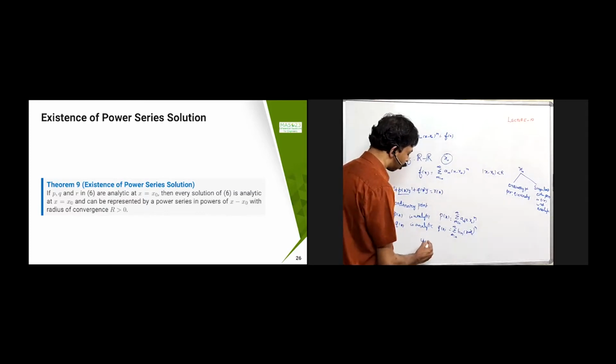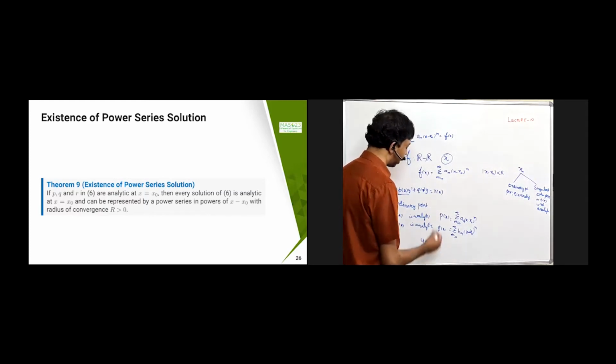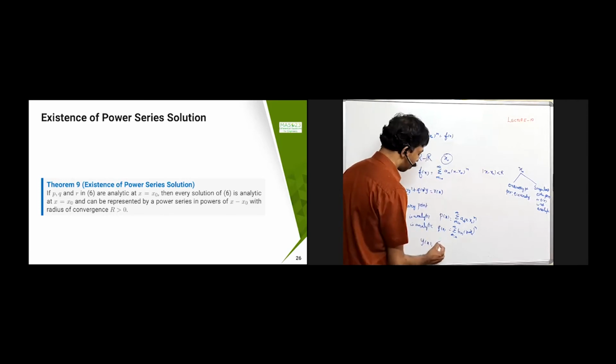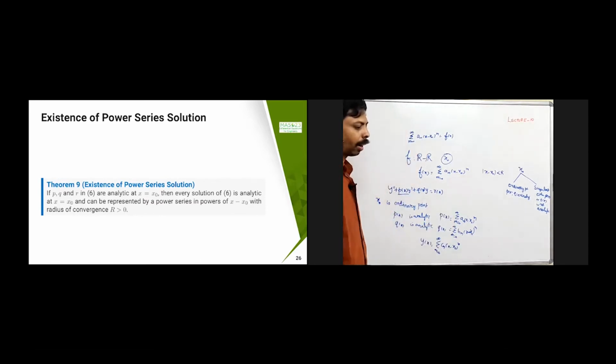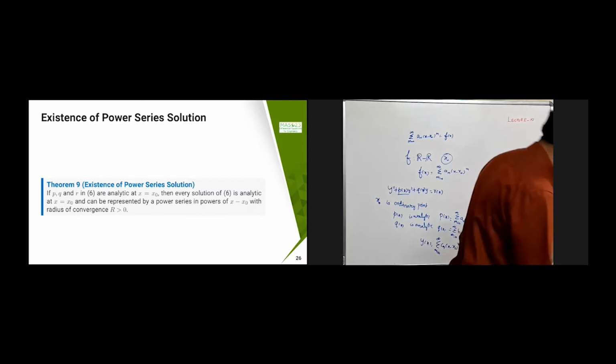Since it is analytic, you can write y of x equal to the summation, let's say m equal to 0 to infinity, of c m into x minus x naught whole power m. That's what we say it is analytic, and it also has a positive radius of convergence.